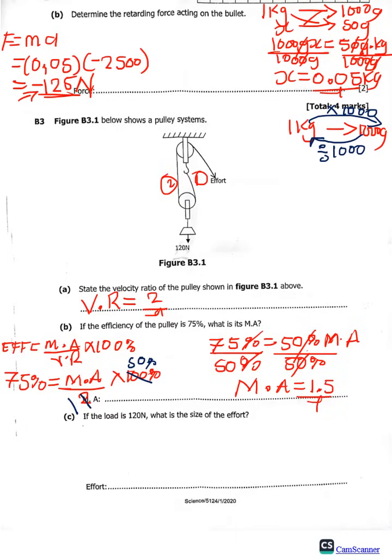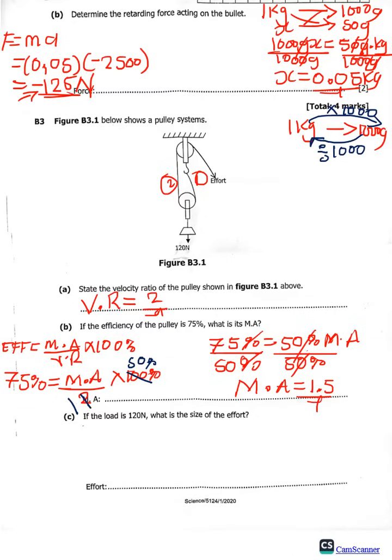And whenever you're dealing with a question like this one, coming from a simple machine like this one, make sure the mechanical advantage is less than 100, as long as you are dealing with an efficiency less than 100. Then question C, if the load is 120 Newton, what is the size of the effort?